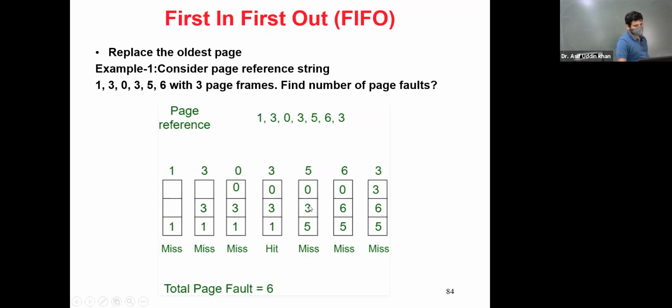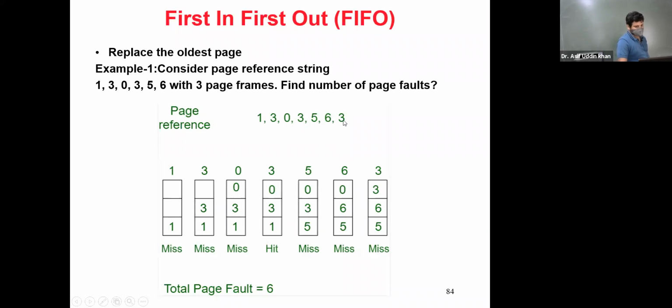Now among these three, 0, 3, and 5, these are the pages which are the oldest among these three. 3 is the oldest because 5 just came, and 0 came here, and 3 came from here. So 3 is the oldest now. Now remove this 3. Okay. So in place of 3, you have to write this 6.